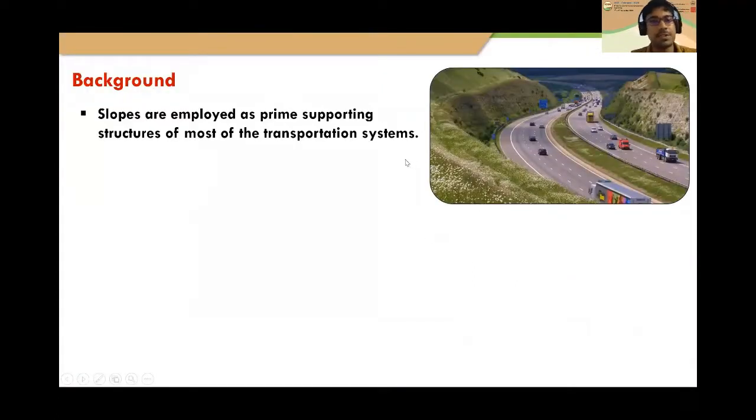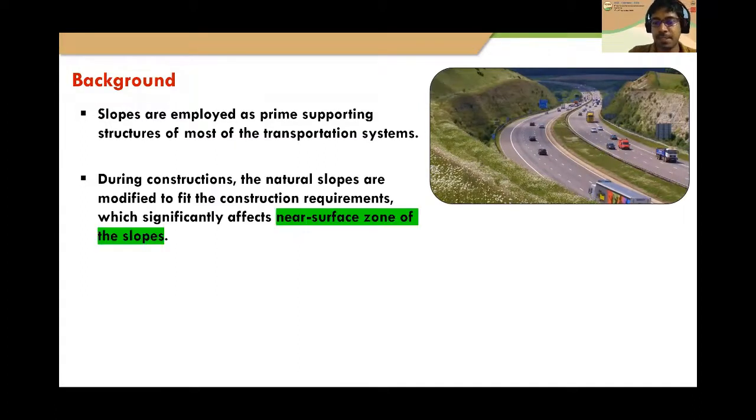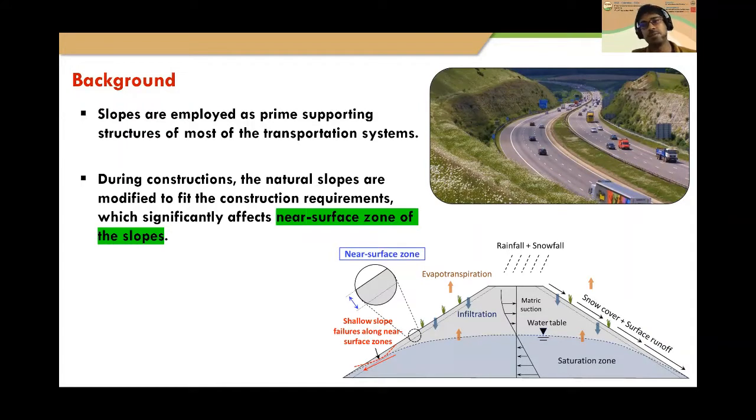As we all know, slopes are employed as the prime supporting structures of most transportation systems. If we take a slope, one of the major challenges is the stability of the near surface. The near surface is known to be the weakest zone in a slope, which is frequently defined as the mantle of the slope. Since this near surface is in direct contact with the atmosphere, the zone undergoes a number of processes, including deterioration throughout the time of exposure.